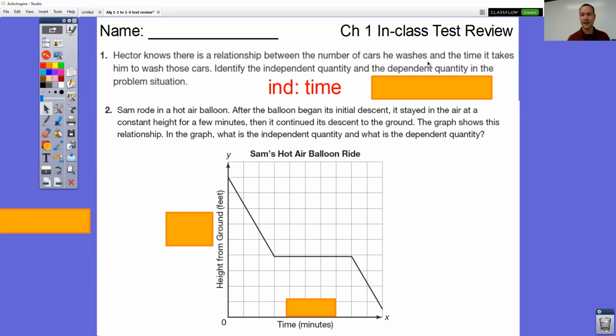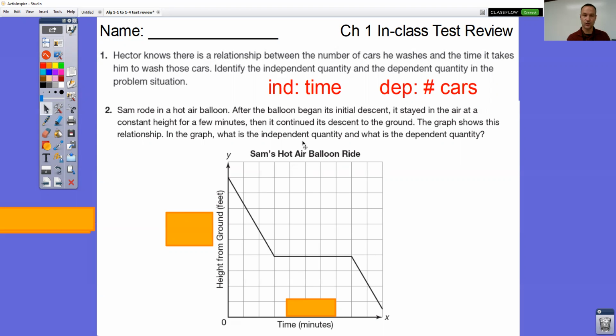So it would be the time that it takes to wash the cars. The dependent quantity is the number of cars. That's the thing that's changing. As time goes on, the more cars, the higher the number of cars that he washes will be. So that's the thing that is changing. The independent is always your time.